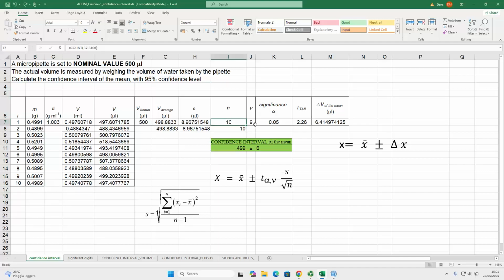So we have n. Degrees of freedom. This is simple because it is the number of measurements performed, 10, minus how many parameters I want to calculate? 1, the average. So I type equal, click on I7, type -1, enter. Then significance is typed, of course, because I must choose which number to put there. And I have typed 0.05. I have the dot as decimal separator. Maybe you have the comma, I don't know. In English it is dot.